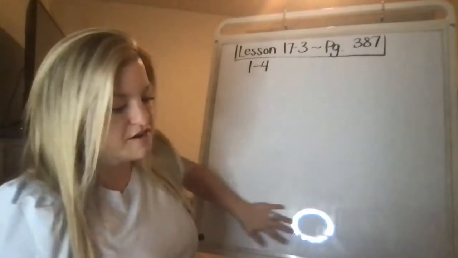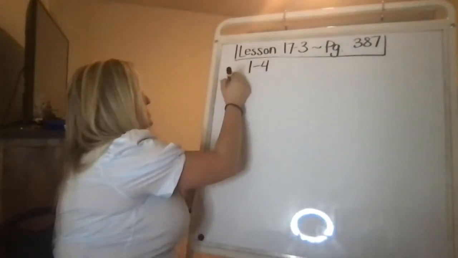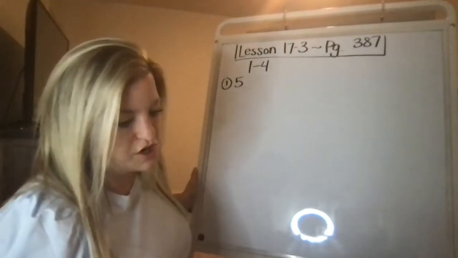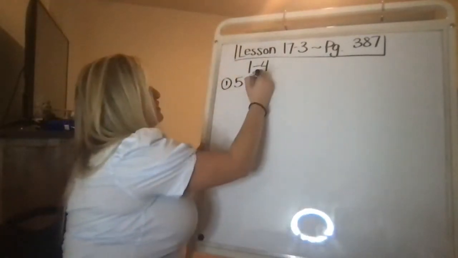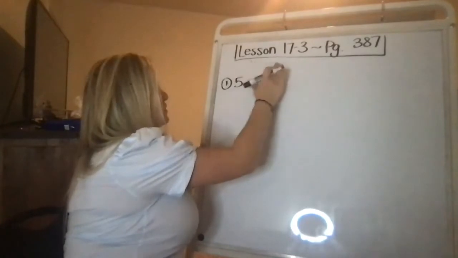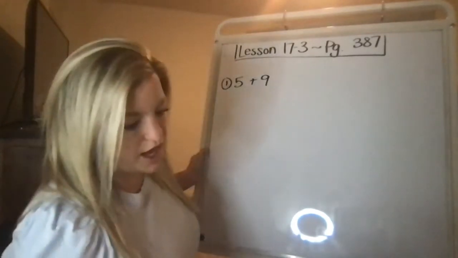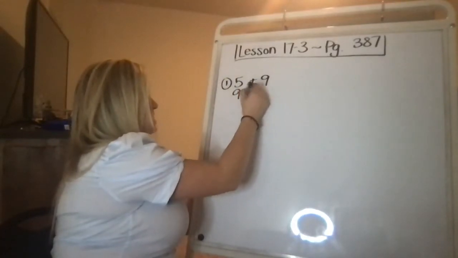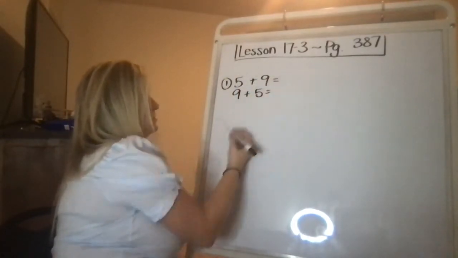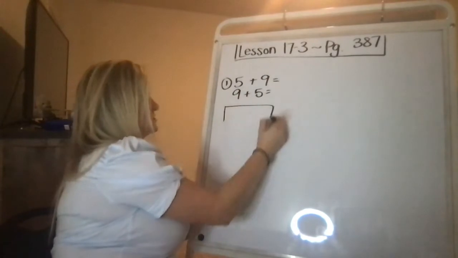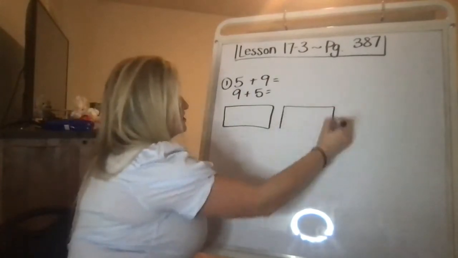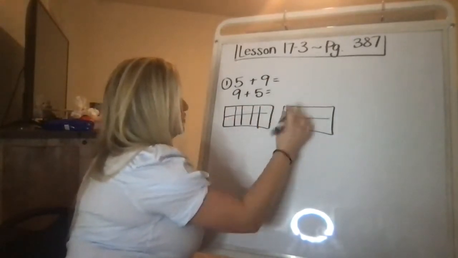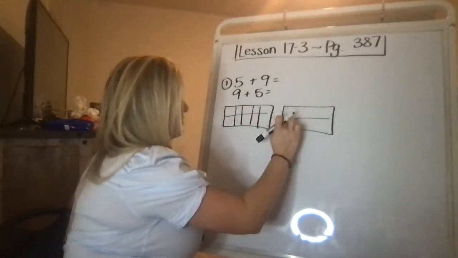Problem number 1: 5 children dance on a stage. 9 more children join them. How many children are dancing now? What they did is they flipped it to 9 plus 5 because we're going to start with the biggest number first. It has less work to do in the long run.